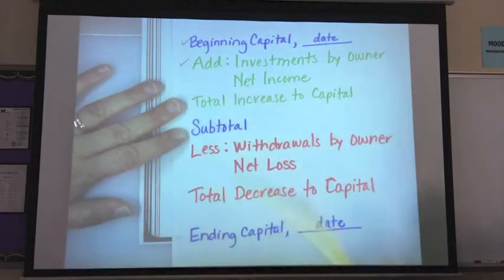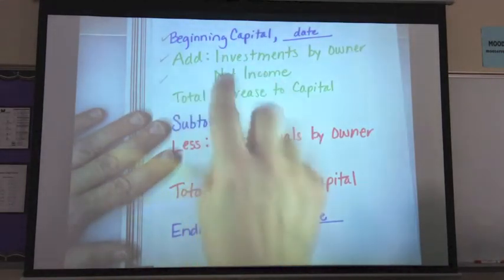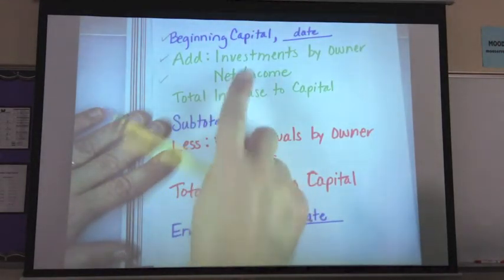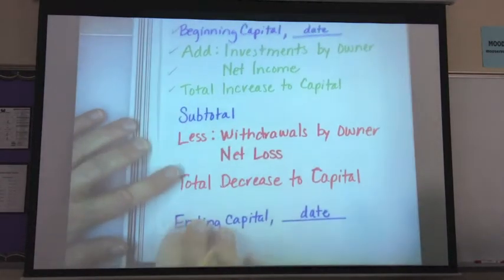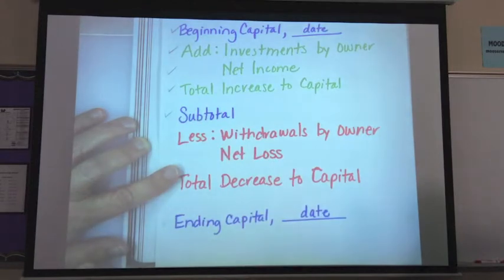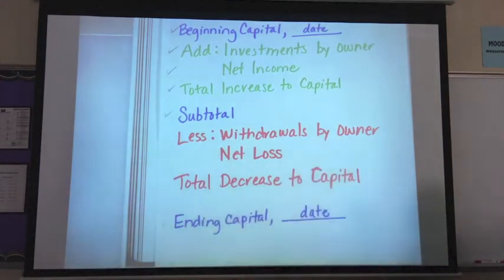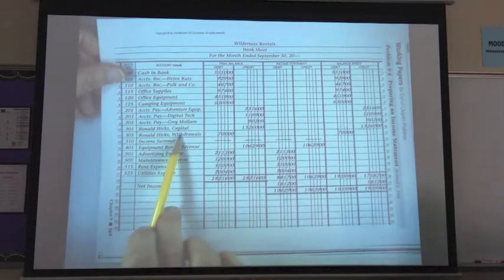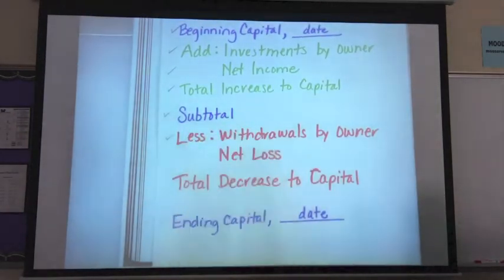Do we need net income? Let's go to our income statement. Why, yes, we had a net income. If I have those two, then I'm going to need my total increase to capital. We always have a subtotal. And now let's take a look. Were there withdrawals by owner? Well, we can determine that by going to our worksheet. Ronald Hicks withdrew $700. So yep, we're going to need that one.